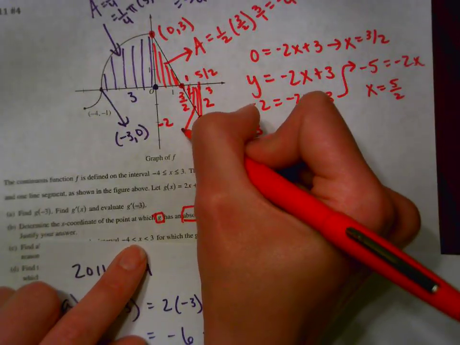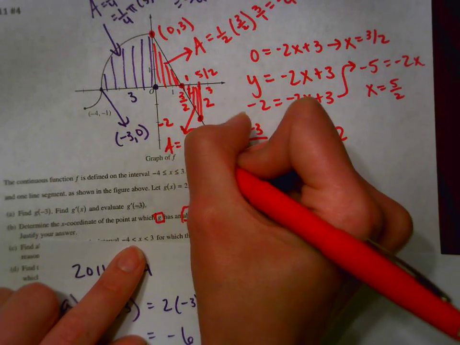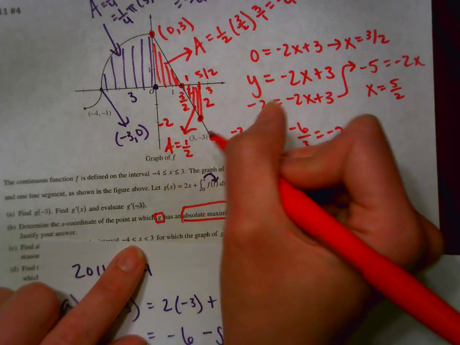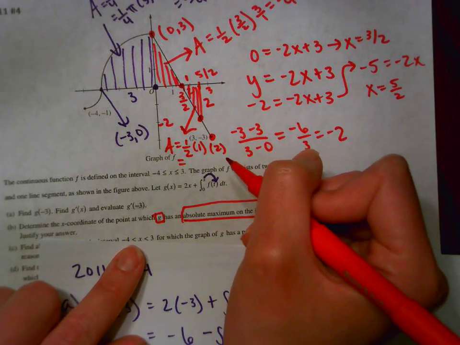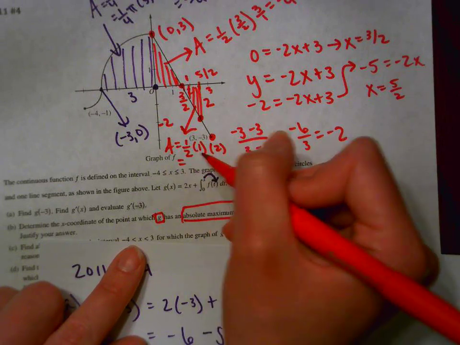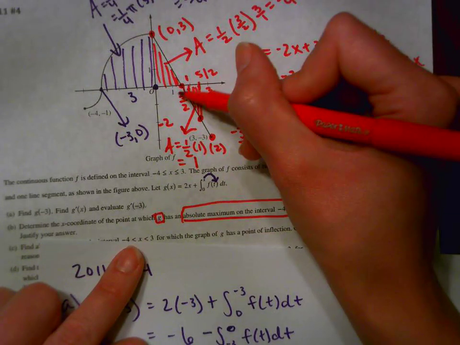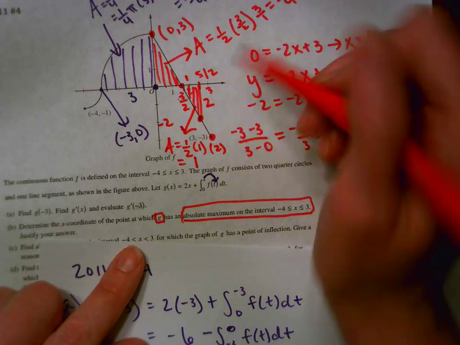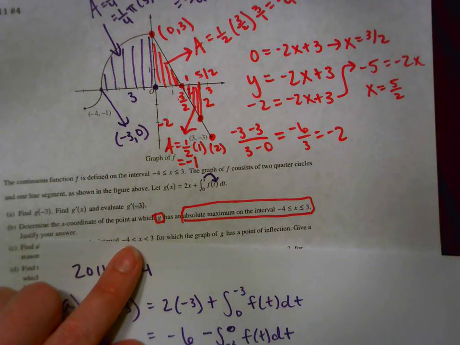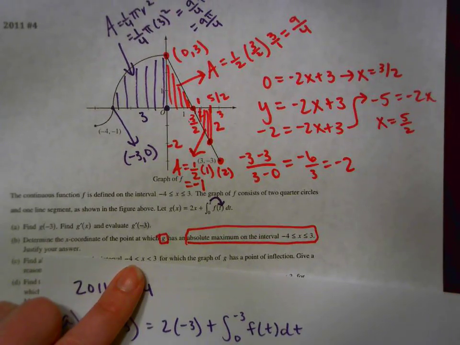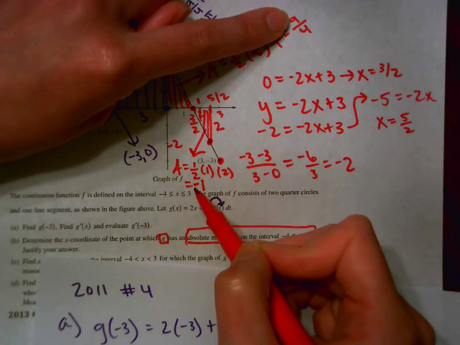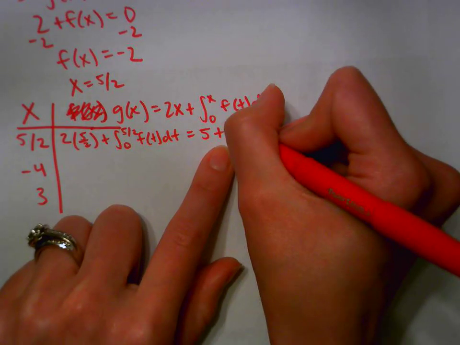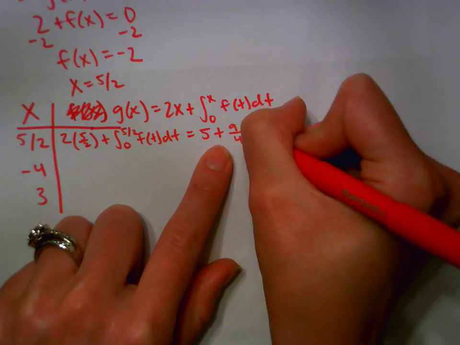So I'm going to come over here and write my area for this smaller triangle. 1/2 times the base, which is 1, times the height, which was 2, gives you an area of just 1, because those 2's would cross off. And now don't forget that it's underneath the x-axis, so anything underneath the x-axis, the area is negative. So the area is -1. So the integral from 0 to 5/2 would be 9/4 minus 1. So I'm going to go ahead and write that down here. 5 plus the integral, the area, is 9/4 minus 1.